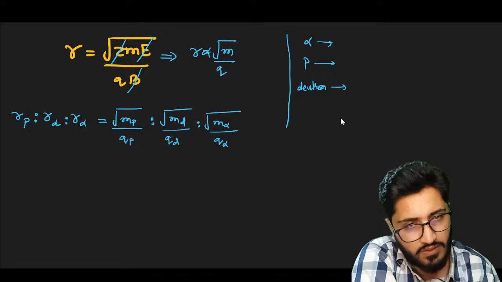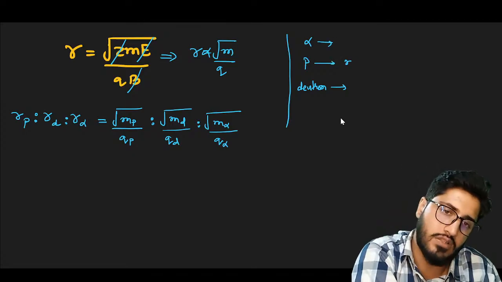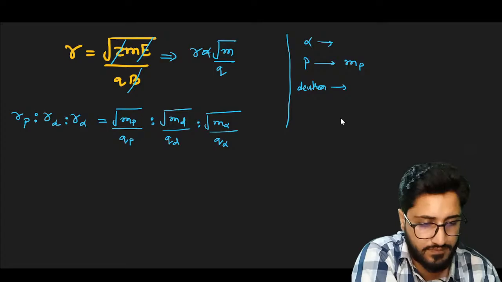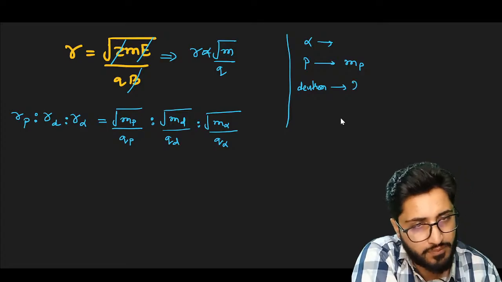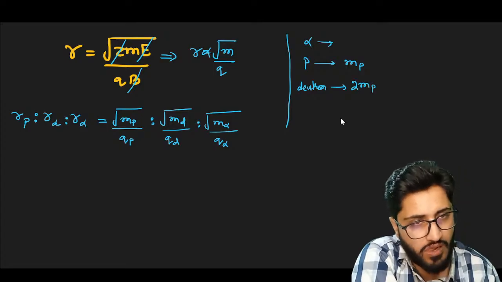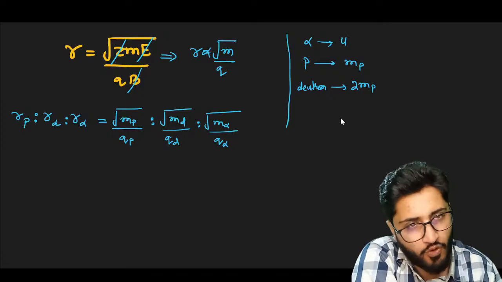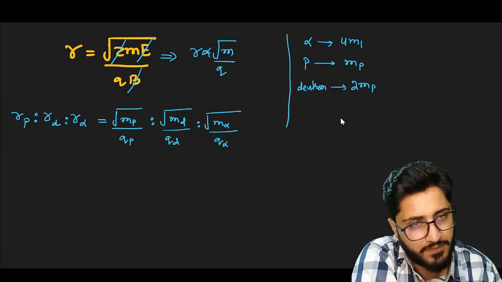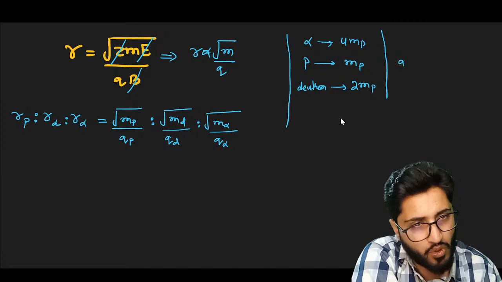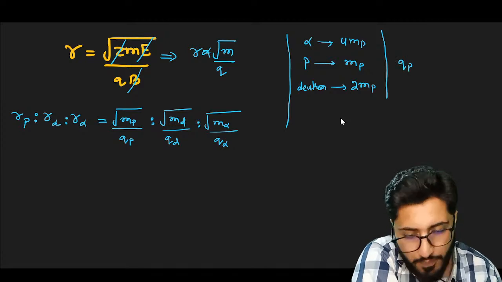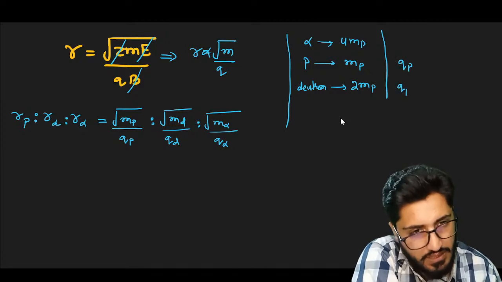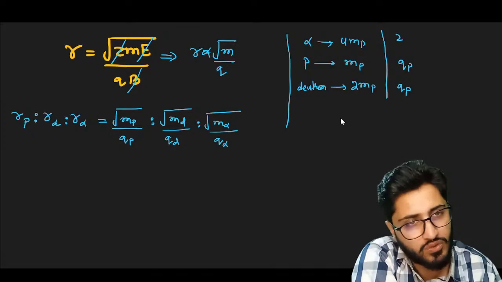Proton, deuteron and alpha particle. If the mass of the proton is mp, the mass of the deuteron will be 2 times mp, and the mass of the alpha particle will be 4 times mp. Now charge: if the charge of the proton is qp, the charge of the deuteron is the same, qp, and the charge of the alpha particle is 2 times qp.